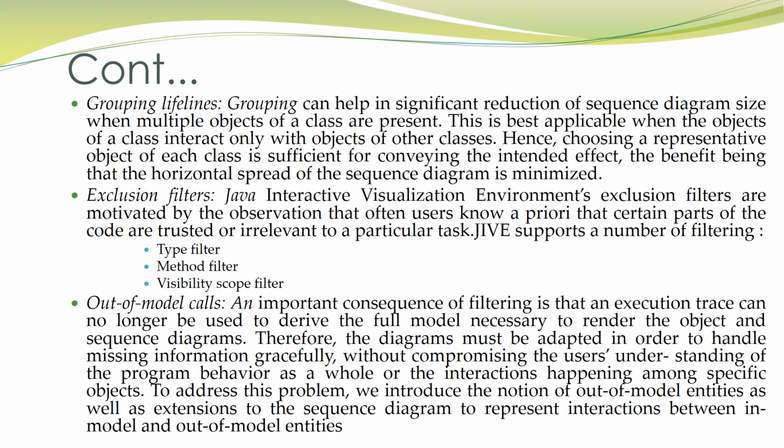So group lifelining can help in a significant reduction of the sequence diagram size when multiple objects of a class are represented. This is applicable when the objects of a class interact only with the objects of another class. That means when a subclass extends a parent class, then we can use the objects of the parent class in the child class. Hence, representing the objects of each class is sufficient for conveying the intended effect. Third is the exclusive filter.